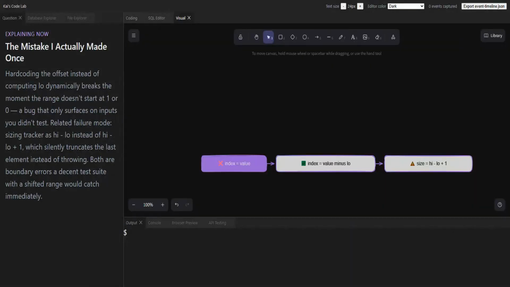Hard coding the offset instead of computing low dynamically breaks the moment the range doesn't start at 1 or 0, a bug that only surfaces on inputs you didn't test. Related failure mode, sizing tracker as high minus low instead of high minus low plus 1, which silently truncates the last element instead of throwing. Both are boundary errors a decent test suite with a shifted range would catch immediately.